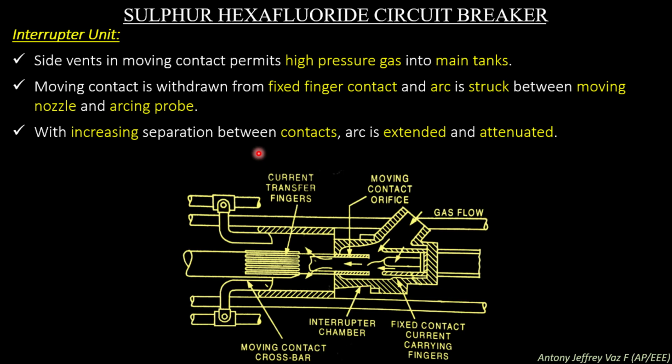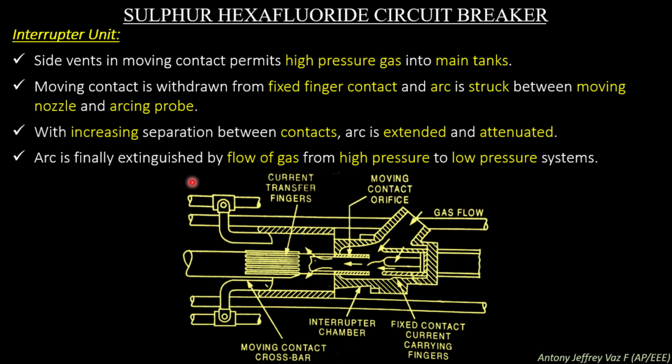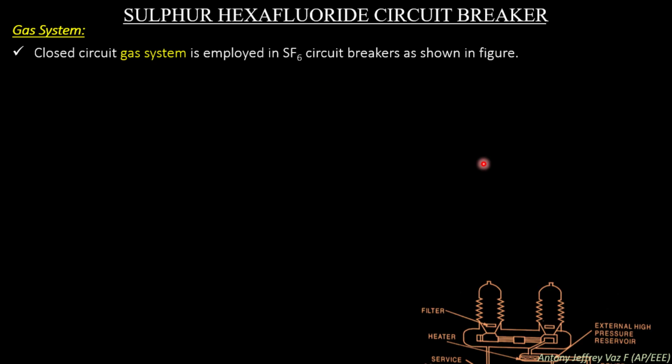With increasing separation between the contacts, the arc is extended and attenuated. Since the moving contact can move, the length of the arc increases, the lengthening of the arc occurs at once, and the arc gets extinguished. The arc is finally extinguished by the flow of gas from the high pressure area to the low pressure system.